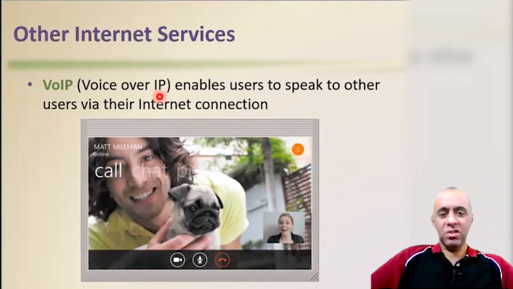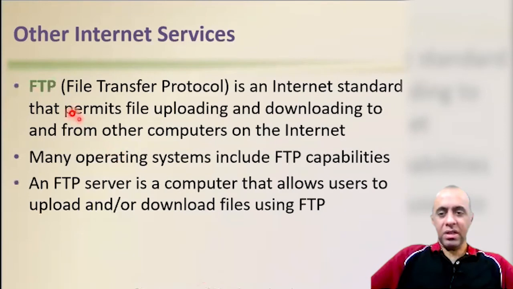The examples, of course, are WhatsApp calling or WhatsApp video calling. And again, this is worth mentioning because it was not there even, I think, 10 years ago. This is something that became available recently. And then FTP is a protocol which is used to transfer files from one point to the other over the internet, which is different from the IP protocol.